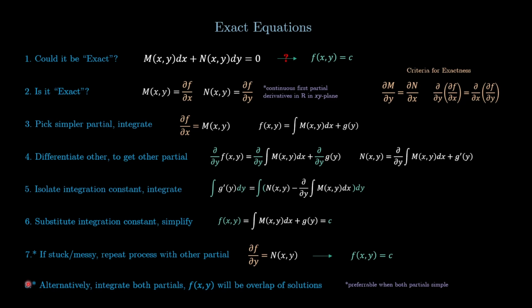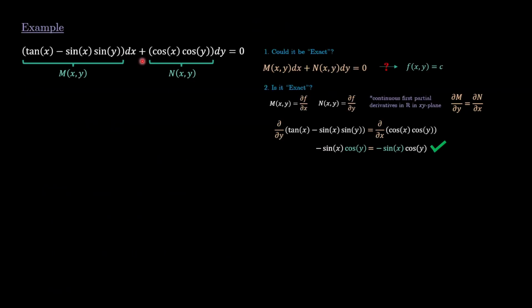The idea is this. In steps 3 to 6, you're essentially just picking one partial and solving for it. But the process of solving it is a lot longer than doing both partials in step 8. So basically, if you have a partial that is a lot simpler than the other, then you go through these steps. But if both partials are rather simple, then you can just integrate both partials, and the solution will be the overlap. Now, in our case, we can see that one partial, N, looks sort of simpler than M. So what we're going to do is steps 3 to 6, where we pick the partial N and solve for that.